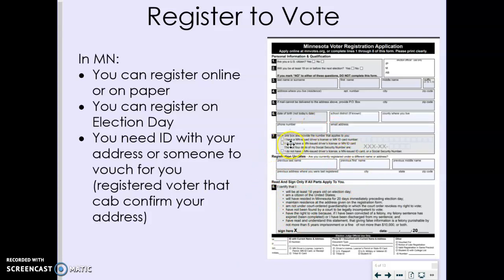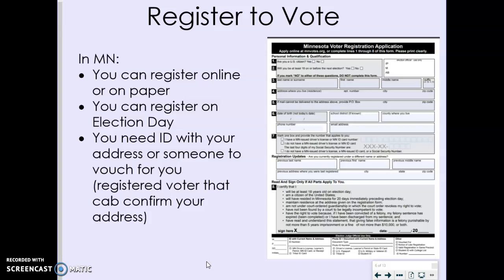You can, if you have a Minnesota driver's license, prove your identification that way. You can include your social security number. When you register, if you want to register in person on the day of the election, that is allowed in Minnesota. You could bring your ID with you. If you don't have an ID, you can actually bring someone in to vouch for you, or you can bring a piece of mail that demonstrates your address.